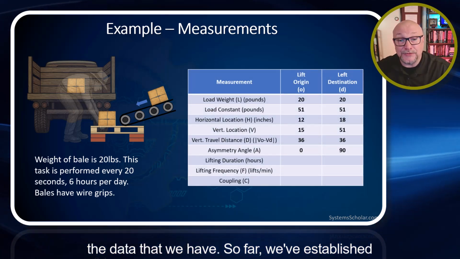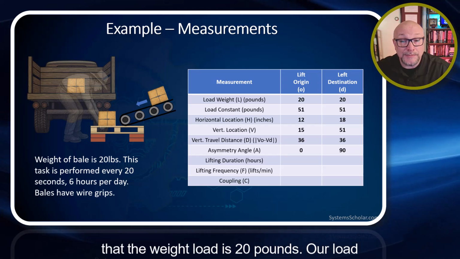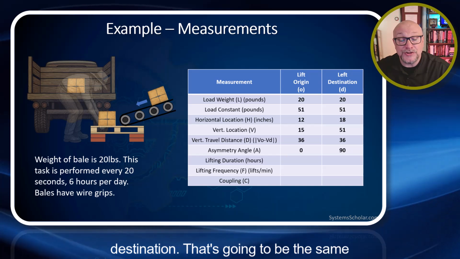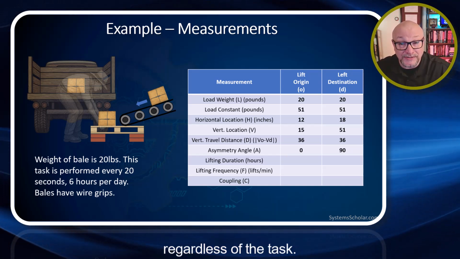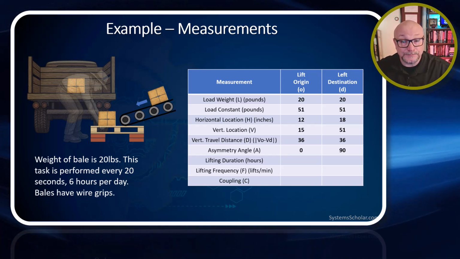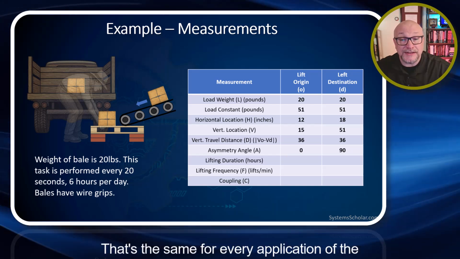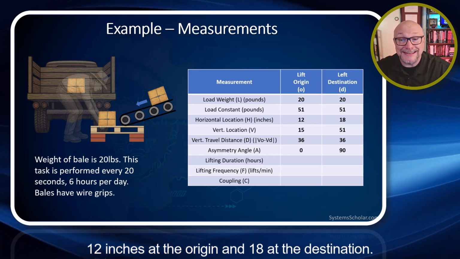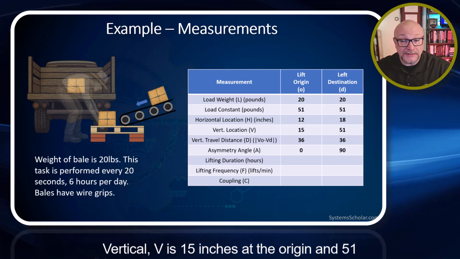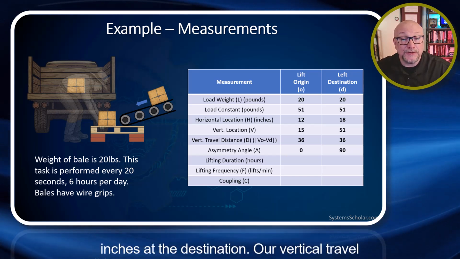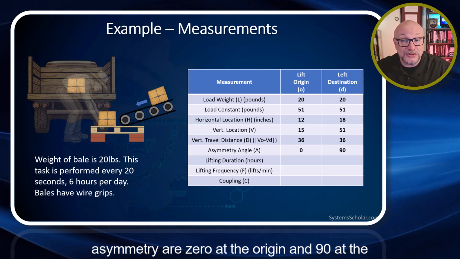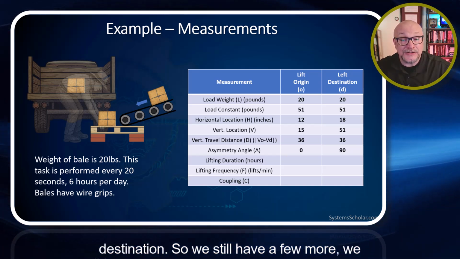So here's the data that we have so far. We've established that the load weight is 20 pounds. Our load constant is 51 pounds at both the origin and destination. That's the same regardless of the task, the same for every application of the NIOSH lifting equation. Our horizontal location is 12 inches at the origin and 18 at the destination. Vertical V is 15 inches at the origin and 51 inches at the destination. Our vertical travel distance is 36 inches, and our angles of asymmetry are 0 at the origin and 90 at the destination.